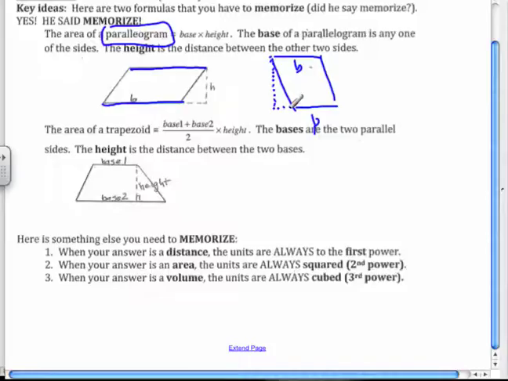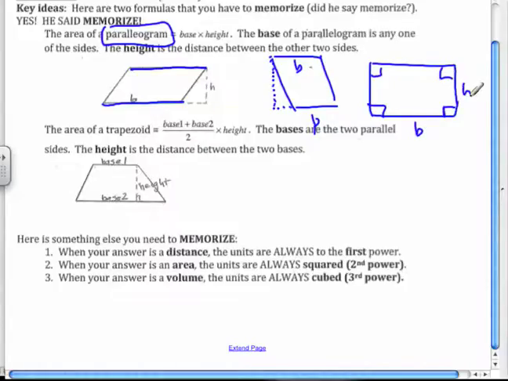Either way, the height is the distance between the two bases that we choose. And so the area of a parallelogram is just the base times the height. Now think about this. We've talked about this before. Let's say that this is a rectangle. A rectangle is a special kind of parallelogram, but it's still the same formula. Base times height gives me the area, right?